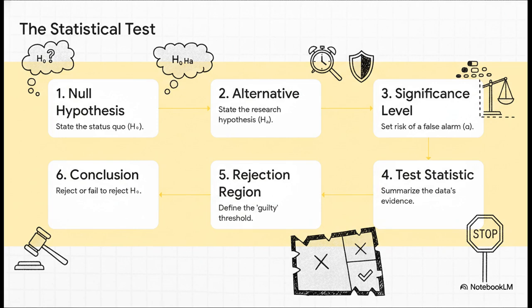First, you state the status quo and the new claim. Then, you decide how high the bar for evidence is going to be. That's called the significance level. After that, you collect your data and boil it down to one number. You draw the line in the sand for a guilty verdict, and then, finally, you make the call.